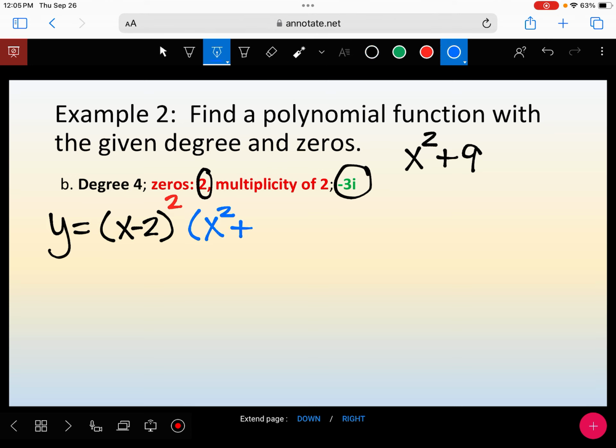So this has a little bit more work. The first thing you want to do, off to the side, make a box, figure out what x minus 2 times x minus 2 is. So go ahead and do that. Take x minus 2 times x minus 2.